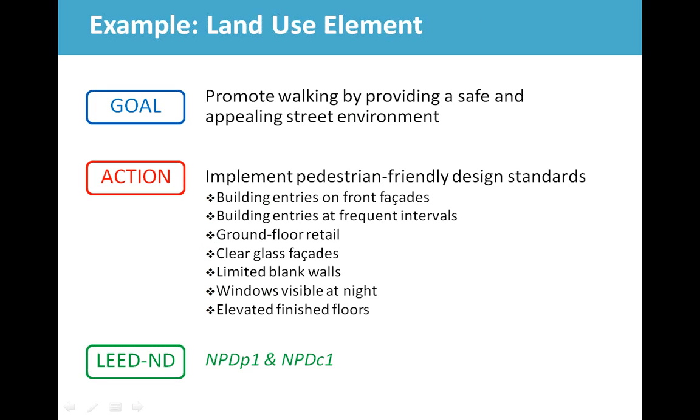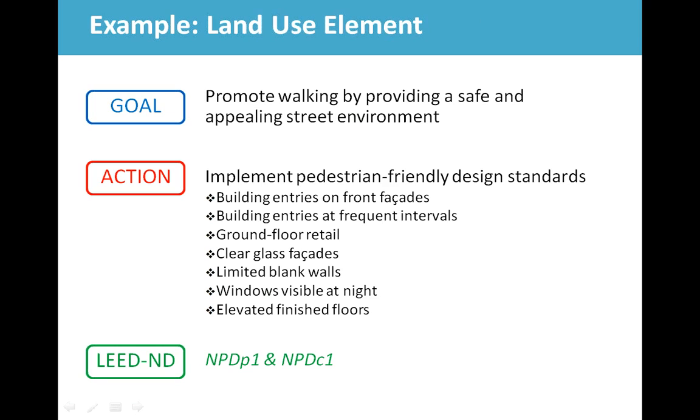The final planning recommendation I'll describe from the land use element strategy involves planning goals and actions to promote sustainable design standards for buildings. This planning language derives from NPD Prerequisite 1 and Credit 1, walkable streets. The recommended planning goal is to promote walking by providing a safe and appealing street environment for pedestrians. Related actions to achieve this goal include placing principal functional building entries on front facades that face a public space, such as a street, park, or plaza, as well as placing building entries at frequent intervals along streets and sidewalks.